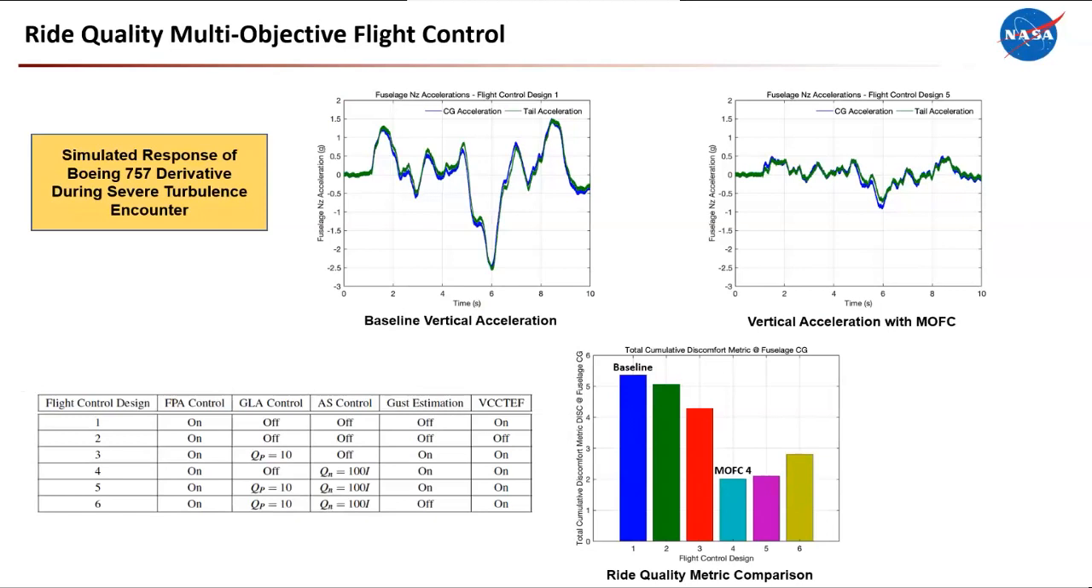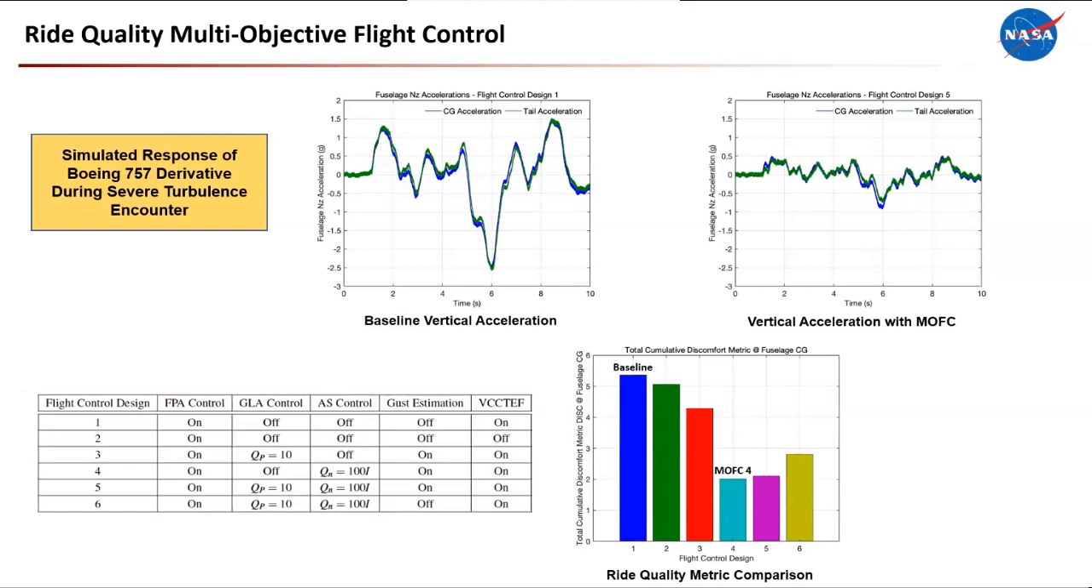So here we apply this acceleration suppression feature of the multi-objective flight control. We turn on the acceleration suppression controller, and then we also blend it in with some of the gust load alleviation and the flight path angle command, just to see how well it does in terms of providing improved ride quality.